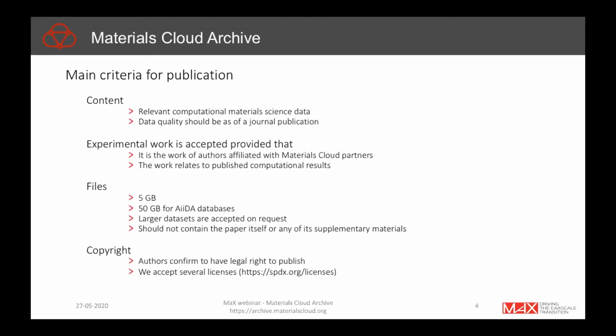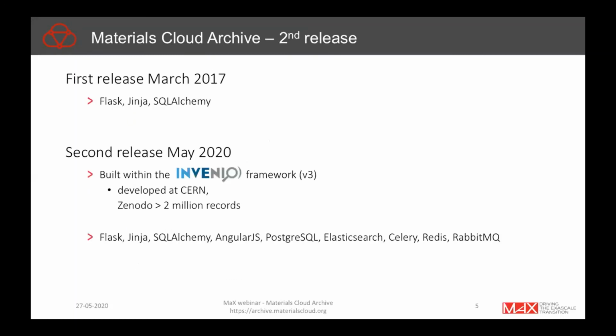The files you can upload together with your record should be a maximum of 5 gigabytes. If you are working with AiiDA and would like to upload an AiiDA database, the limit goes to 50 gigabytes. We do accept larger data sets, so in case you would like to upload more than these limits, you will just have to ask us. Send your request and we will evaluate it. Of course, among the files there should not be the paper itself or any supplementary materials, and you should have the legal right to publish the content you have uploaded on the archive. We do accept several licenses.